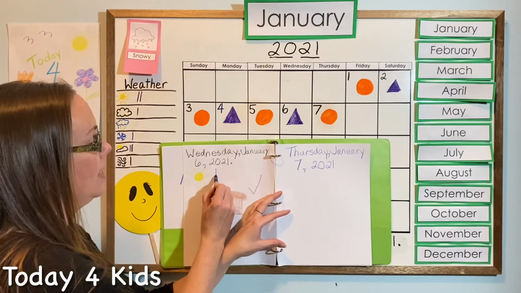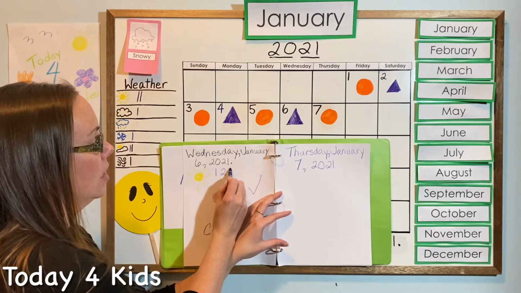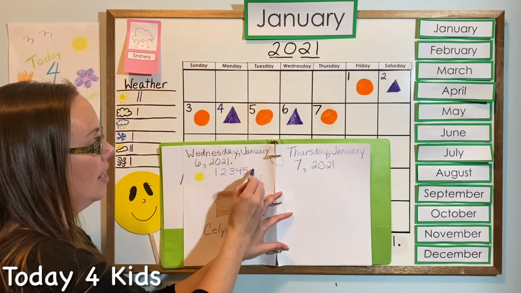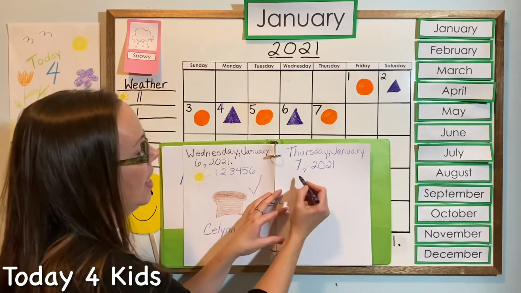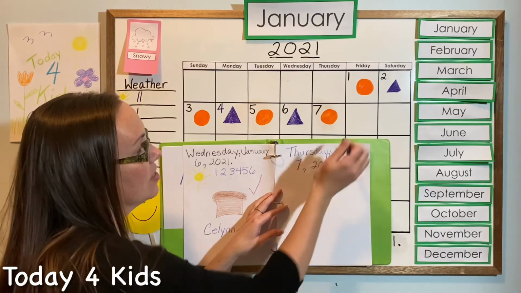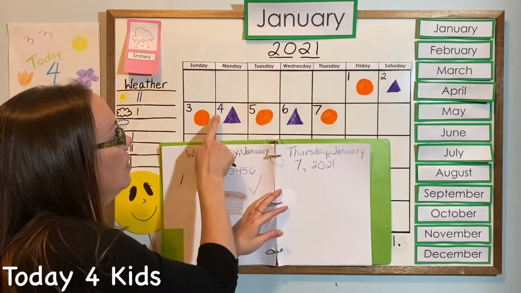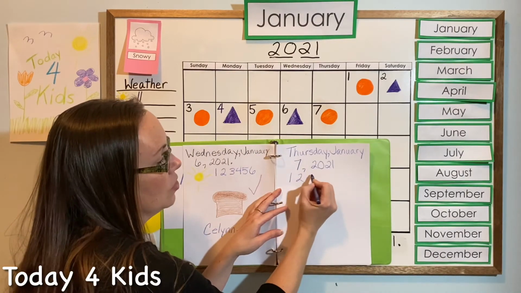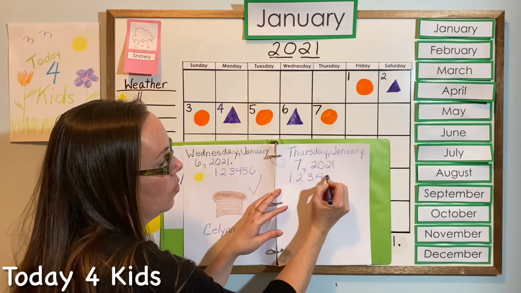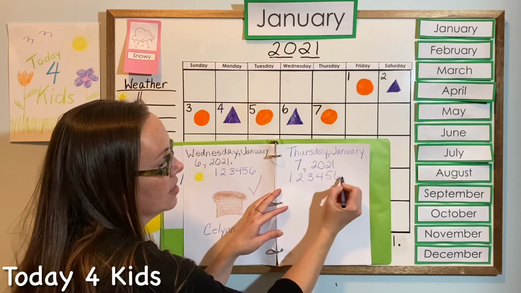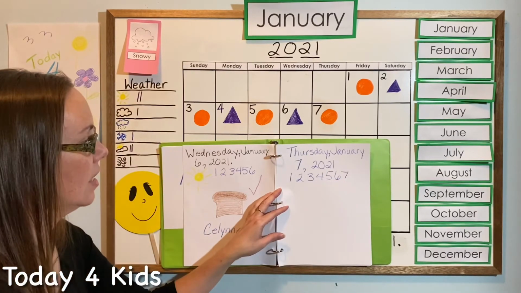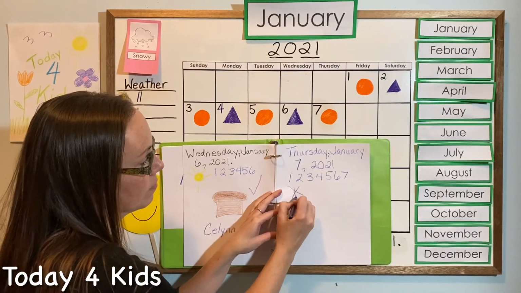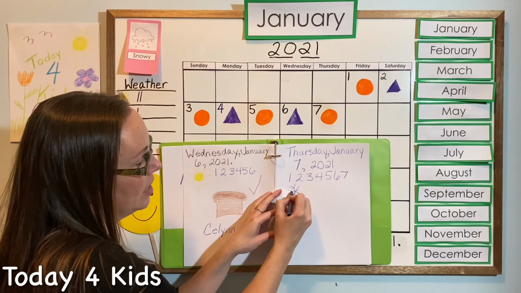So we'll do 1, 2, 3, 4, 5, 6. And today we're going to go up to 7 because there's 7 days. 1, 2, 3, 4, 5, 6, 7. And then I'm going to draw a snowflake because that's our weather today. Have you ever drawn a snowflake?